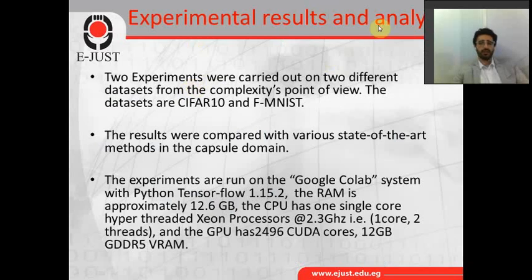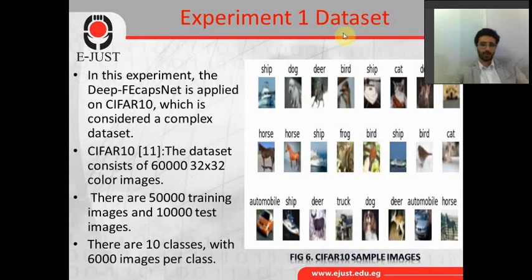Now, regarding the experimental result and analysis, the experiment was carried out on two different datasets: the C4 dataset, which is considered a complex dataset, and the FMNIS dataset, which is considered a simple one. And the experiments were carried out on the Google Colab platform. Regarding the C410, as we see, it is made of 10 classes. These are sample images, and it consists of 60,000 images. 10,000 are for testing.